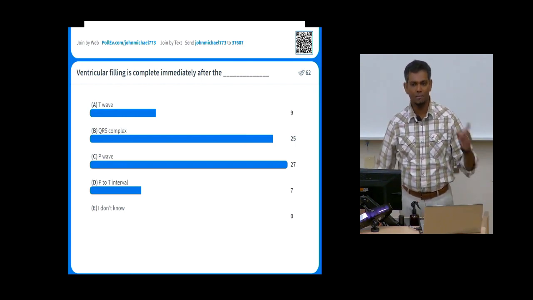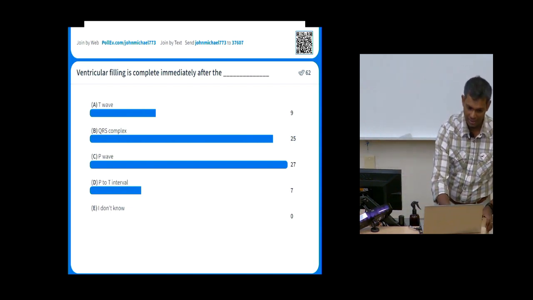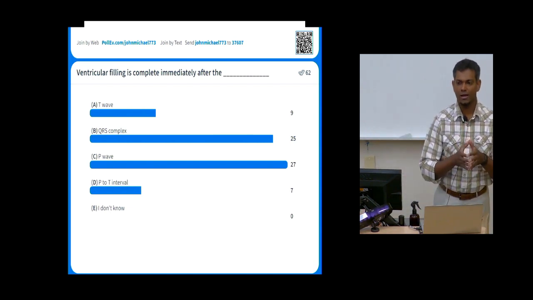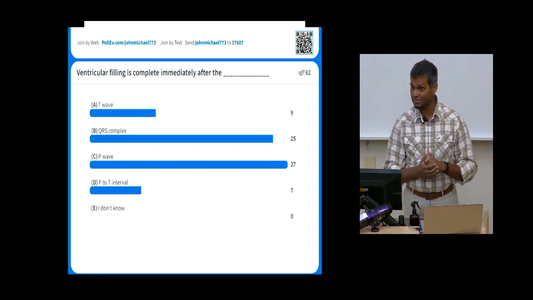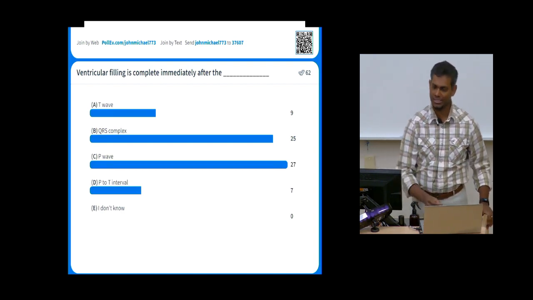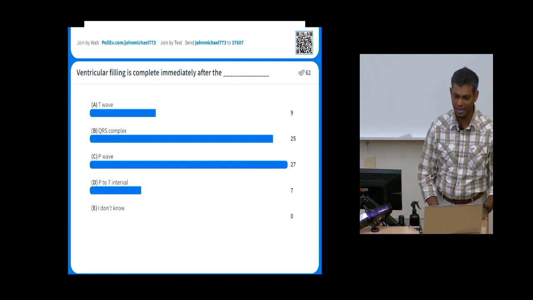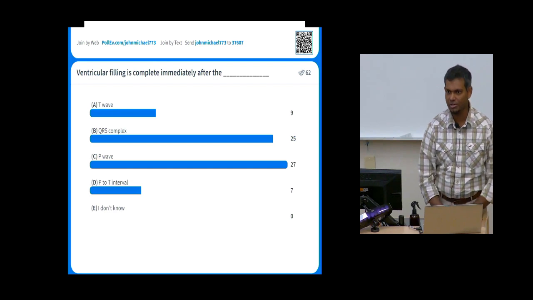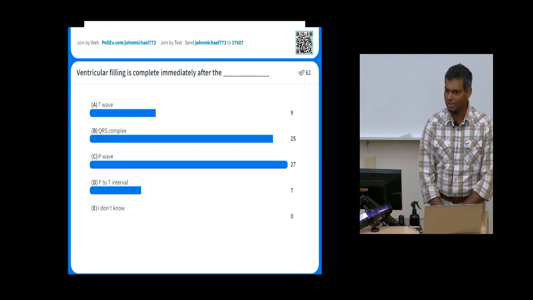So we find that most of the ventricular filling is going to take place during the T wave, right? When the ventricle has repolarized and it's relaxing, most of the ventricular filling takes place. But the final bit of filling takes place when the atria contracts and pushes in the last amount of blood, right? The last bit of blood, and that happens after the P wave. So the ventricular filling is completed immediately following the P wave.